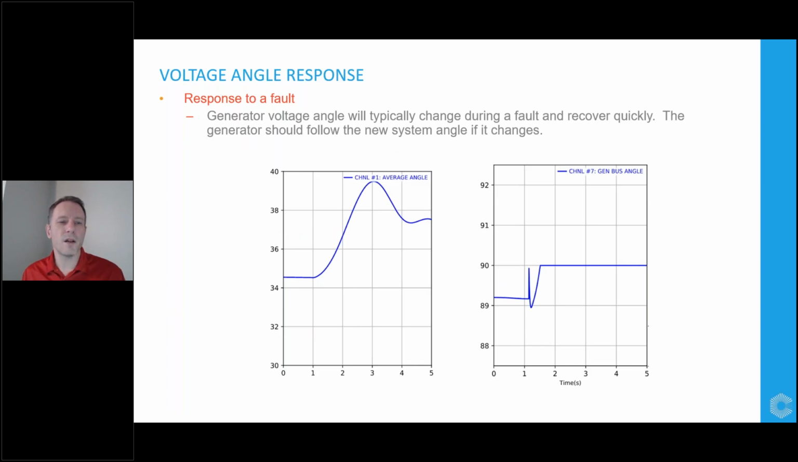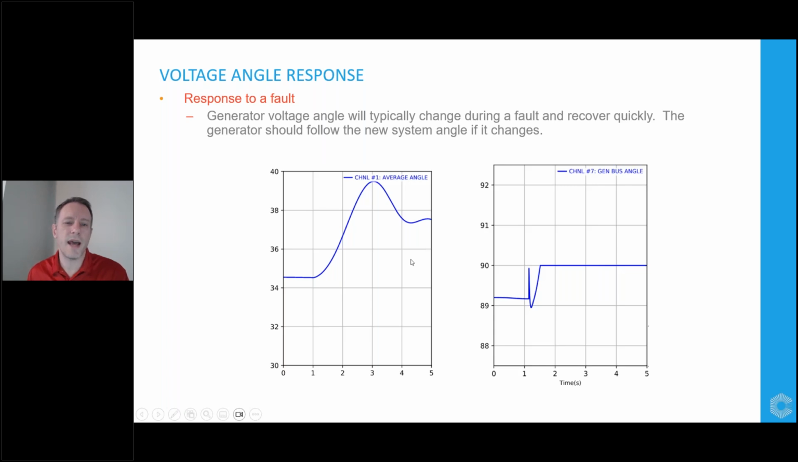So the angle of the system, or the angle of the generator, we also look at that. That will usually spike or drop a little bit at the fault, and it should go back up to the system angle. In this case, I don't think I have it shown here. Yeah, I do. That's what this is.